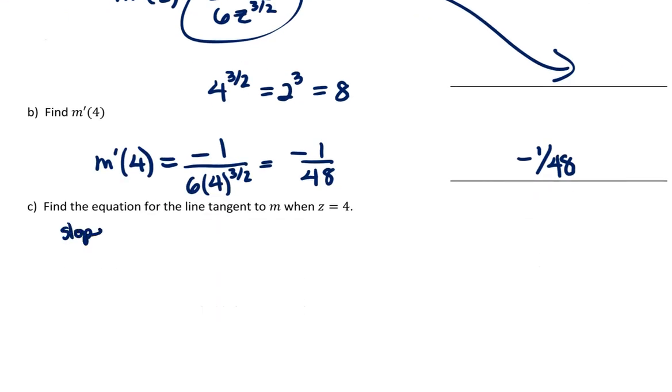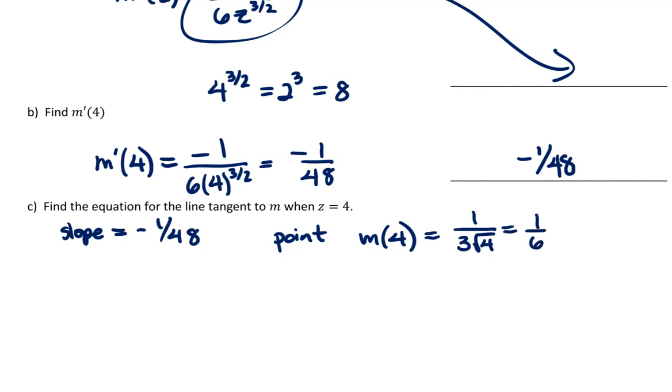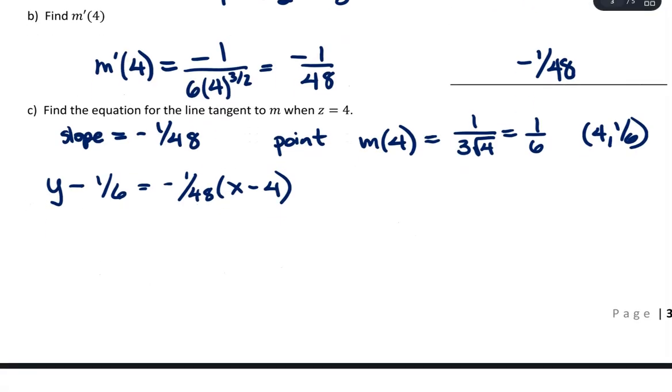So we know the slope, I won't use m since that's the function name, is negative 1 over 48. And then to get my point, I need to find m of 4. What was m? m was 1 over 3 square root of z, so 1 over 3 root 4. Root 4 is 2, so that's 1/6. So my point is (4, 1/6), and my equation will be y minus 1/6 equals my slope times z minus 4. Actually, it shouldn't be x. We were using z as our variable. So y is fine, but we'll keep that z.